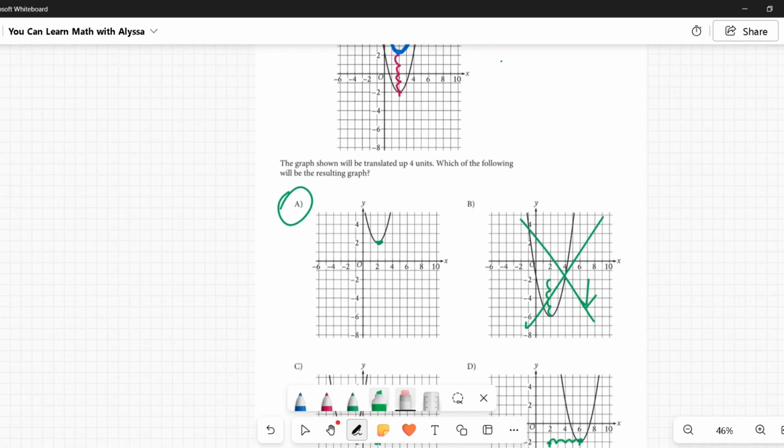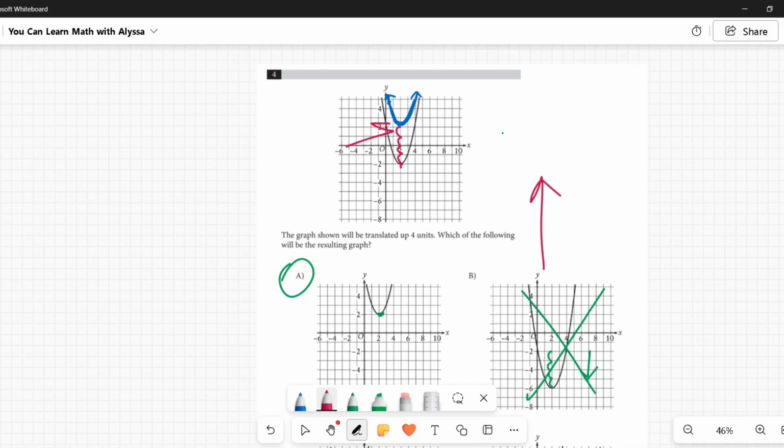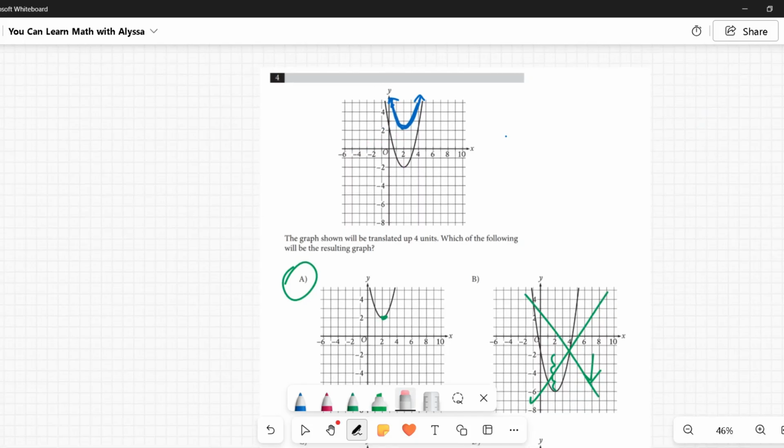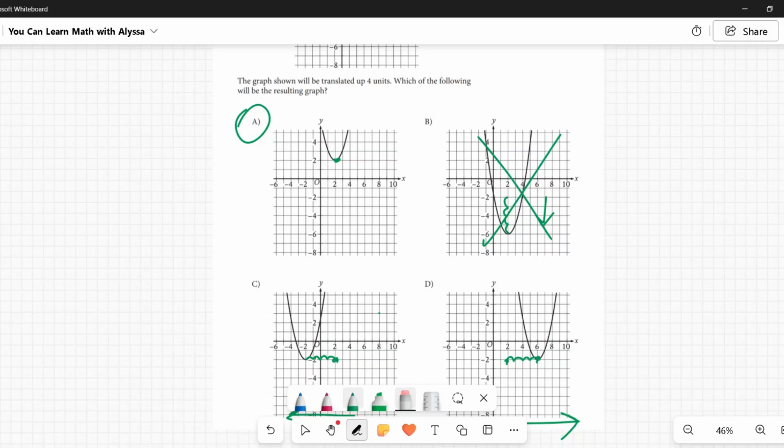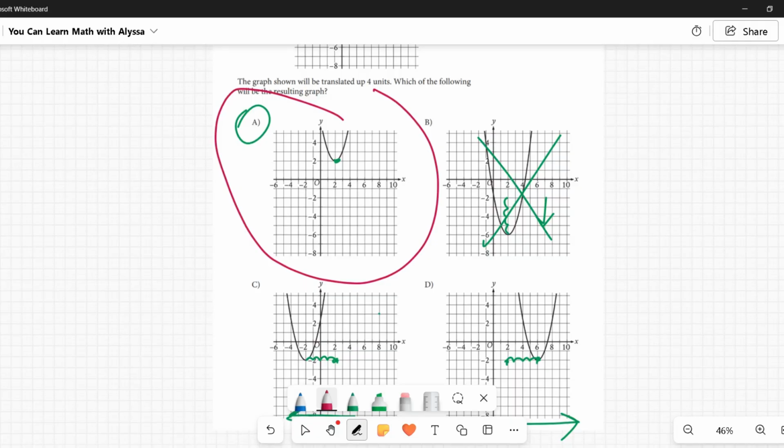So that's another thing they might do, is they might have a couple that were both translated up, but say if you didn't count out the vertex, maybe it was translated up 3 and the other one was translated 4. They want to make sure you knew how to determine how many units up it had been translated. This one, however, the answers are pretty darn straightforward in that it's literally the only one that went up. And that's A. A is my answer.